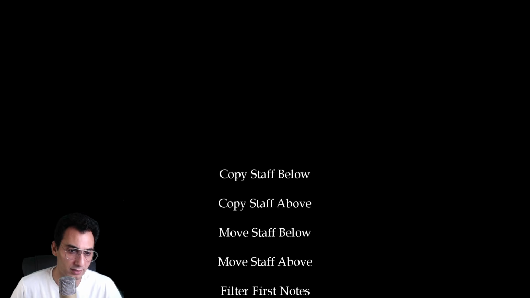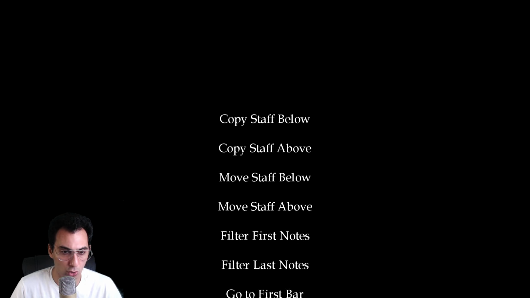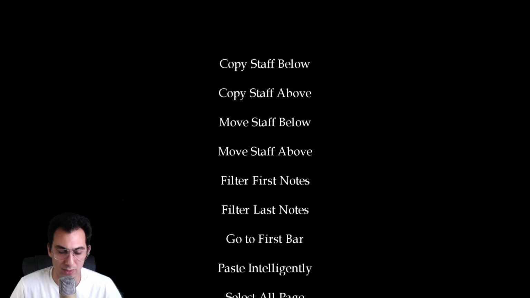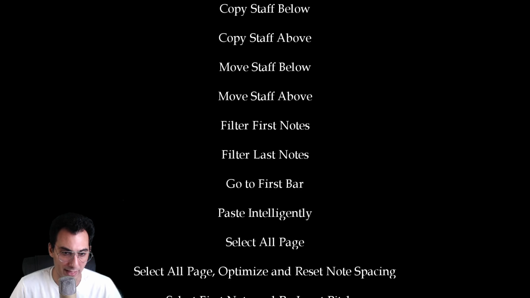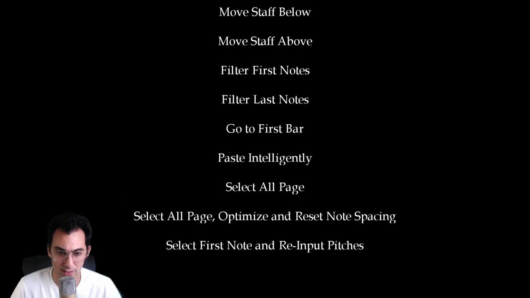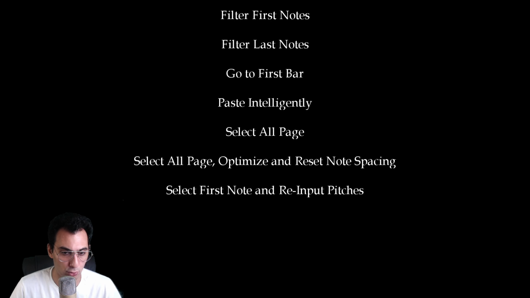Here comes my 11 auxiliary plugin set, which I'm really in love with, every one of these. You will not see these in my Run Command Macro plugin list because I will run each one of them by their own assigned shortcuts, because I want to call them via one key hit, so this keeps me working at lightning speed. My auxiliary plugins are copy stuff below, copy stuff above, move stuff below, move stuff above, filter first notes, filter last notes, go to first bar, paste intelligently, select all page, optimize and reset note spacing, select first note and re-input pitch.